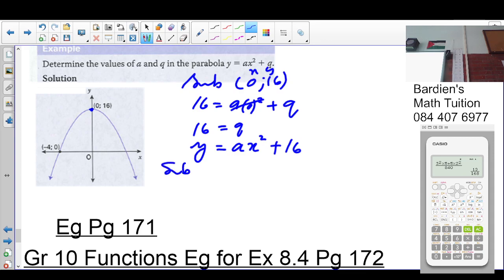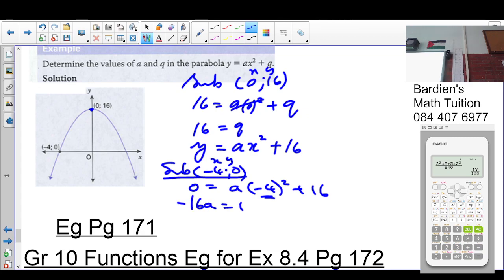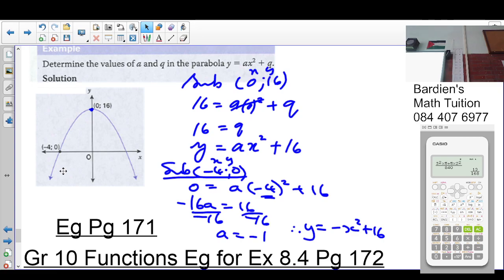You substitute another piece of information on this graph, which is negative 4 and 0. That's an x and a y. So 0 is equal to a times negative 4 squared plus 16. What's negative 4 squared? 16. So it's going to be 16a. Then over the equal sign, negative 16a is equal to 16. Divide by negative 16 on both sides. So a is negative 1. What's my equation? y is equal to negative x squared plus 16. Is there any confusion there?